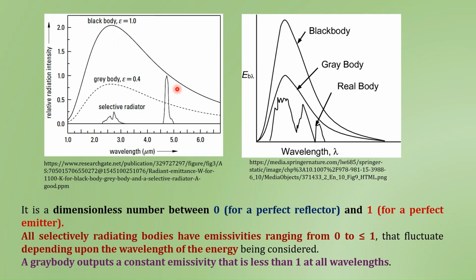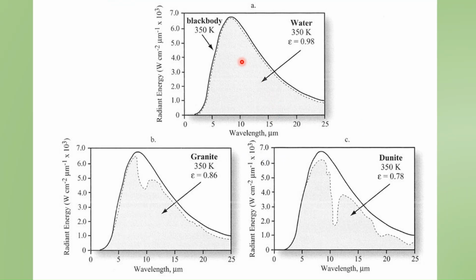So any object which is having the constant emissivity across all the wavelength but less than 1, it is the gray body. Here we have the comparison of the thermal emission from a black body and the real world feature. In the first case we are having the water, in the second case we are having the granite, and in the third case we are having the dunite. All are considered at the same temperature.